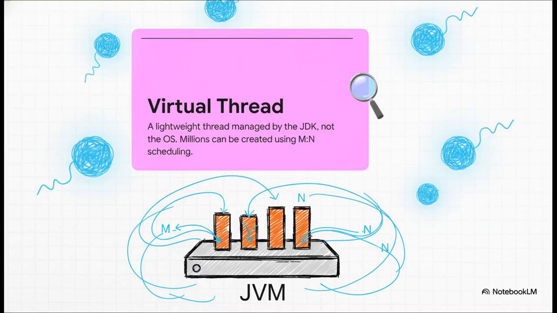So what exactly is a virtual thread? Well, think of it as a super lightweight thread that's managed entirely by the Java virtual machine itself, not the operating system. The magic trick here is something called M-to-N scheduling. Basically, the JVM can run a massive number, the M, of virtual threads on top of a very small, fixed number, the N, of actual platform threads. This is why you can create literally millions of them without your system even blinking.